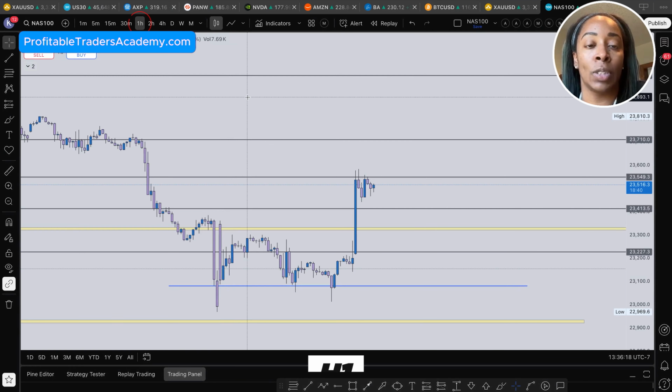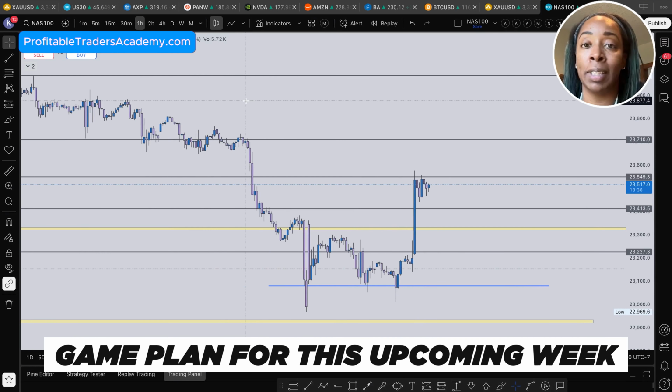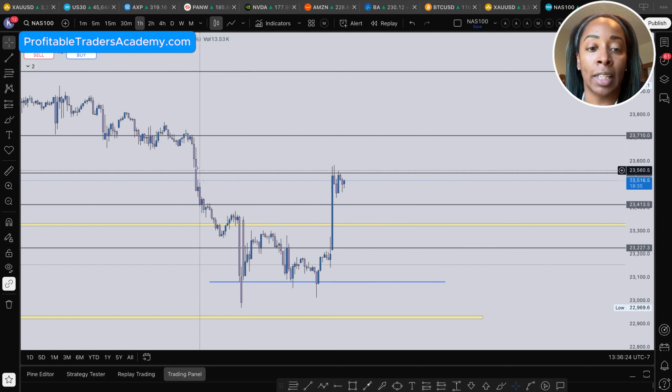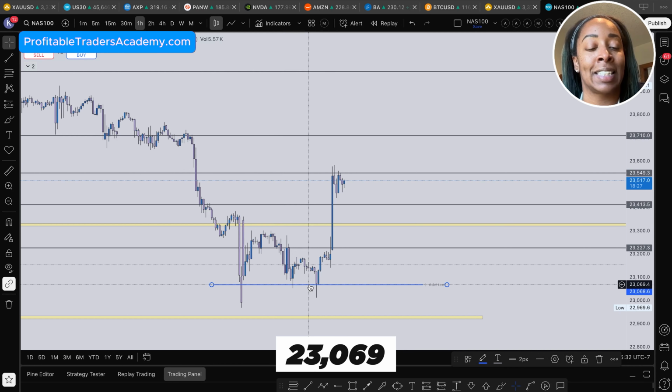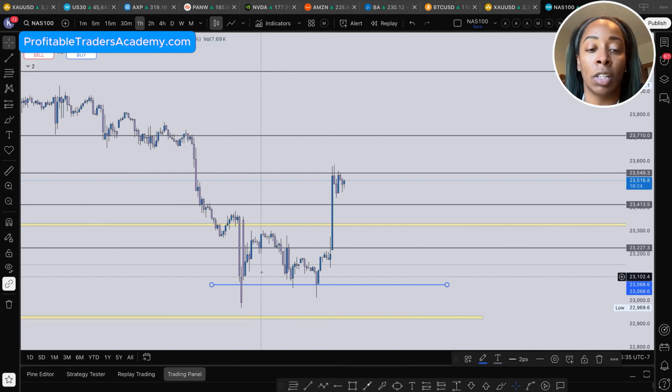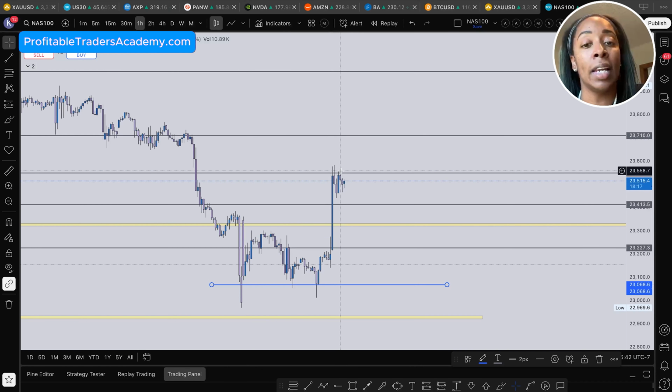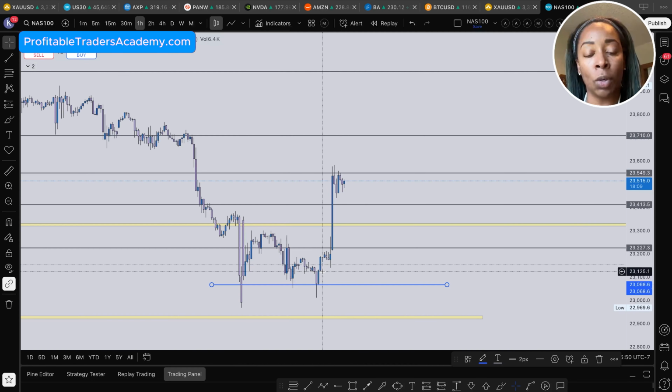Let's go ahead and go to H1 before we get into our game plan for this upcoming week. Looking at this market and these levels, I actually do want to pull this down just a little bit. So now this is sitting at 23,069. We have a lot of confluence around this area, and then we do see some resistance levels that were created in this zone right here. So right now I'm feeling quite confident in this level placement for sure.